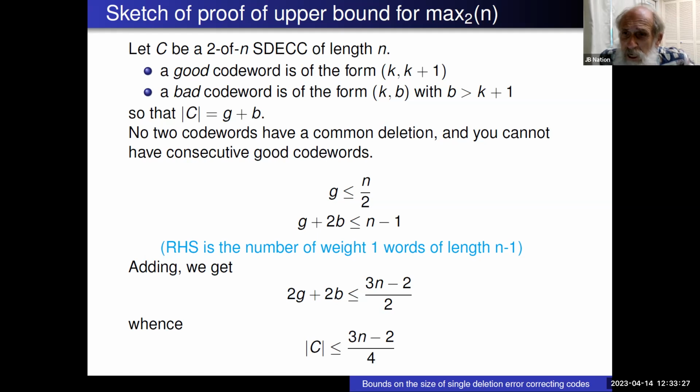So if you put those two things together, we said you could not have consecutive good words like 1, 2 and 2, 3. So you get at most half the possible number of good words, that's n over 2. On the other hand, if you count the number of weight one deletions, in other words, what you get by taking the two ones and eliminating one of them, the good words have one, the bad words have two, and there are only n minus 1 words of length n minus 1 with one 1 in them. You take those two inequalities and add them, you get 2g plus b is at most (3n minus 2) over 4. G plus b is the total number of code words, and so you get the upper bound, (3n minus 2) over 4. Now, that's not real exciting, but it's pretty cool that it's that easy, and it gives you exactly what you want.